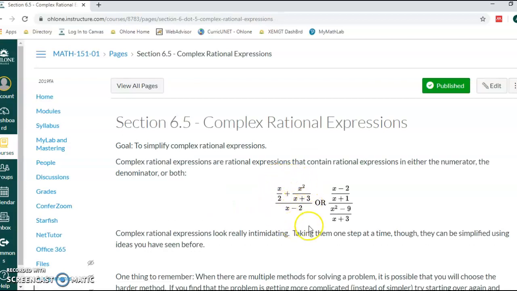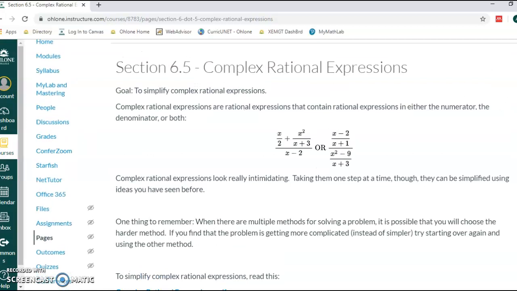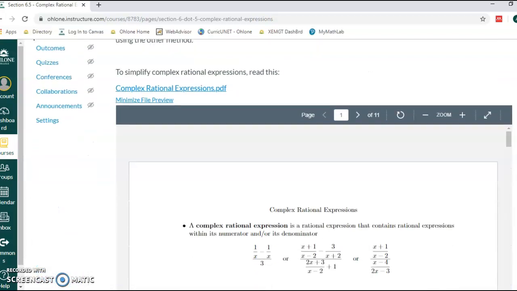These are horrible looking. Don't let the way that they look intimidate you, because as you work your way through this, one of the things that you're going to see is that, remember, every fraction is a division problem. So these complex rational expressions, like the one on the right here, it's just a big division problem. And so the easiest way to deal with it is to rewrite it as a division problem. So if I made this x minus 2 over x plus 1 divided by x squared minus 9 over x plus 3, then I flip and multiply and factor and simplify, and I'm done. And so these can look horrible, and they turn out to not be too bad.